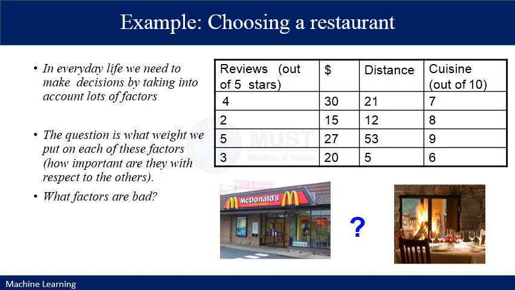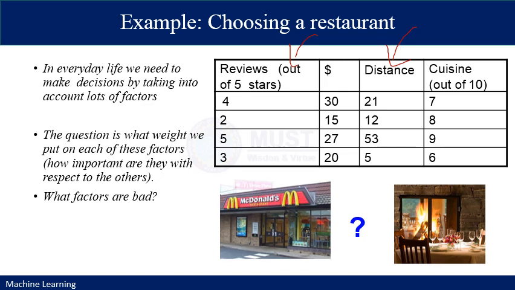So you may have this dataset and you can use it to make a decision about the selection of a restaurant. But the most cardinal question here is the selection of the weights that we put on each of these factors. For example, how important is each with respect to the others? Some of you may put a certain weight on the distance and some may put weight on the reviews to choose a restaurant.